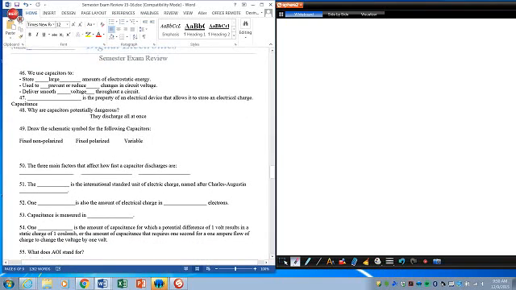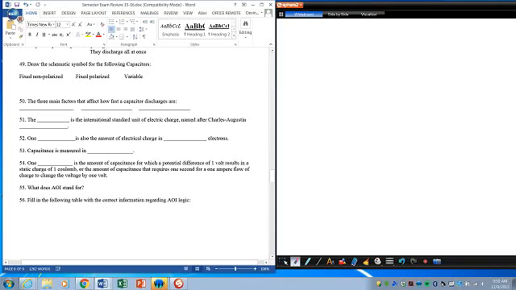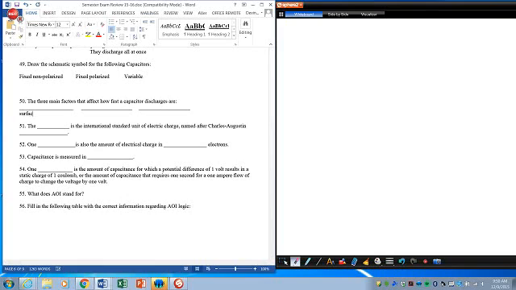Okay, for 51. The three main factors that affect how fast the capacitor discharges are surface area of the plates, distance between the plates, and the dielectric. Okay. Number 52. Coulomb is the international standard unit of electrical charge. It is named after a person. His last name is Coulomb. Okay, 1 Coulomb is what we just wrote.